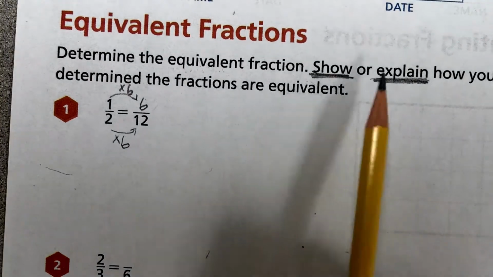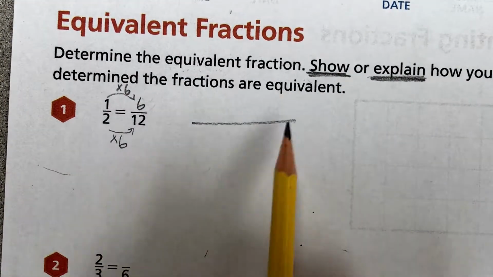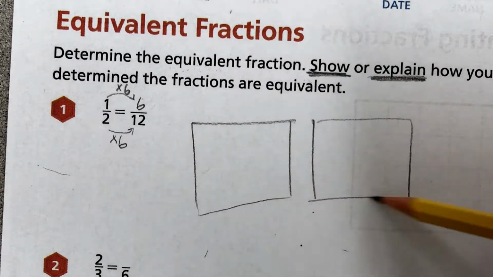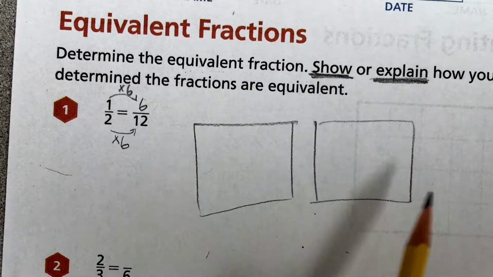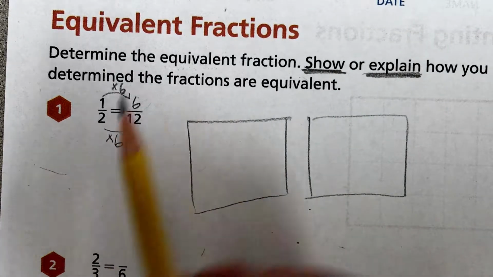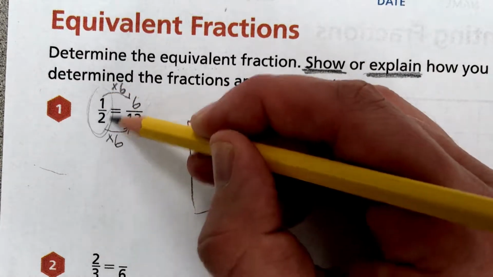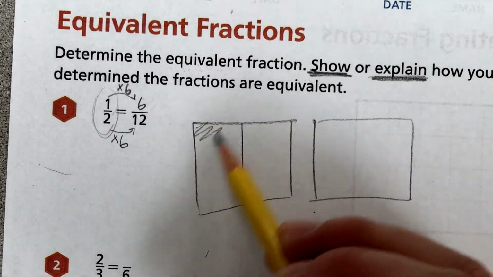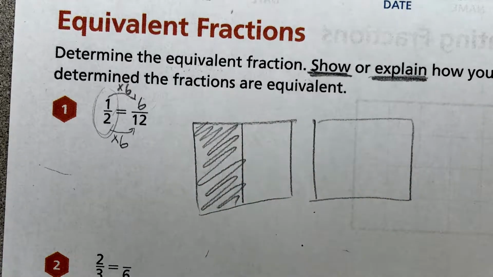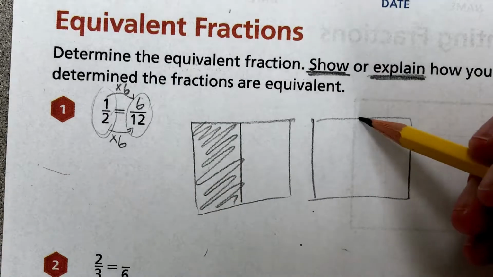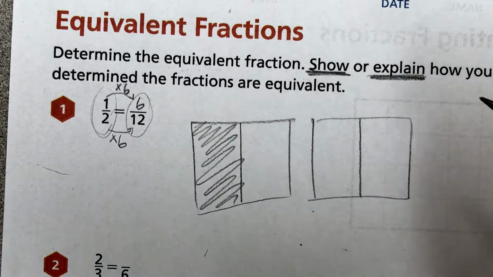So one way you can do it is by showing. All right, showing just means drawing 2 shapes around the same size. They don't have to be perfect. You can see mine aren't. And then splitting the first one, representing this half, splitting the first one in half and shading in 1/2. And then taking the second one to represent 6/12 and then cut it into 12 pieces.